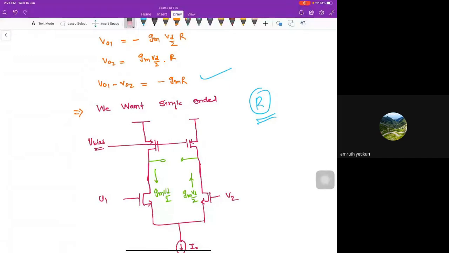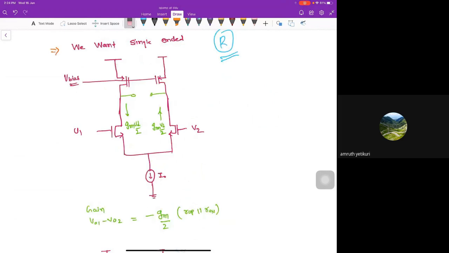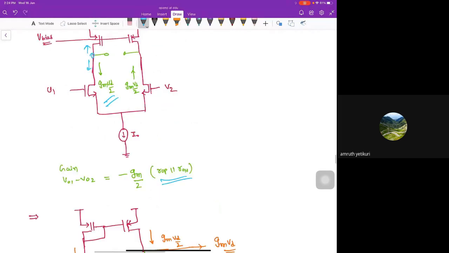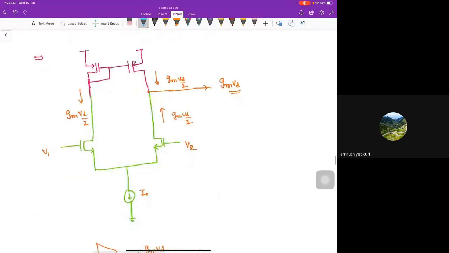So now I have implemented that with the MOS. What will happen with this is that the Gm into Vd by 2 current actually flows through this. If you look into this side, the resistance is ROP. If you look into this side, the resistance is RON. The output resistance is ROP parallel RON, and the gain is minus Gm by 2. But I again want the single-ended thing. So what I have done here is simple: whatever current Gm Vd by 2 I had through this branch, I have mirrored here from the top node.